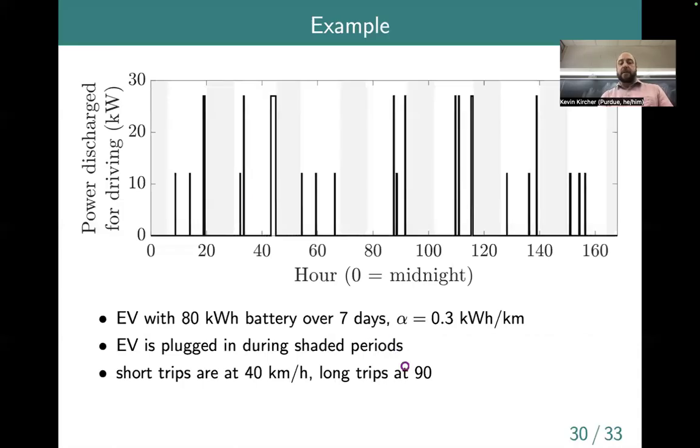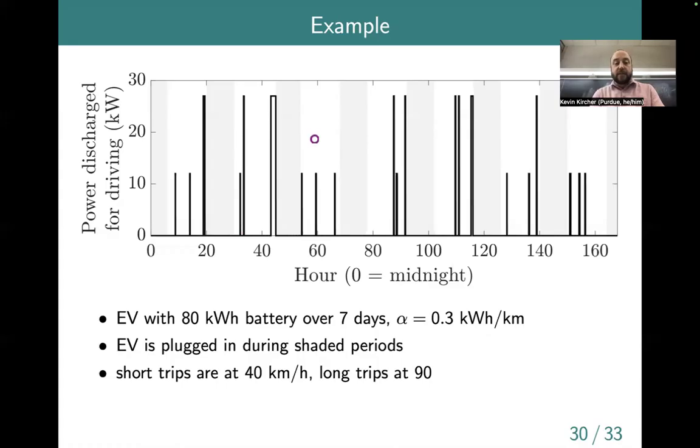And the longer trips are done at 90, which I think is around 55 or 60, somewhere in there. So these are the longer trips. They're done at higher speed and also typically for longer distance. And so the area under these kind of tall curves is typically a little bit bigger than the area under the short trips.